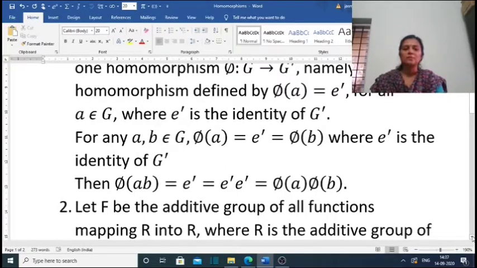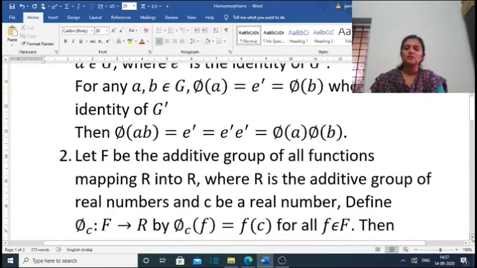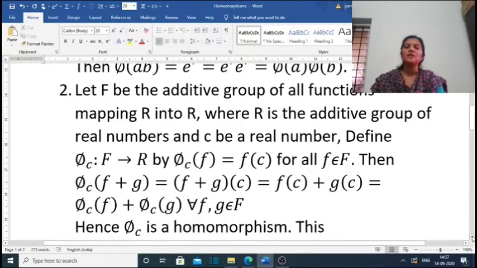Now the second example: let F be the additive group of all functions mapping R into R, where R is the group of real numbers, and C be a real number. Define phi C from F to R by phi C of F equal to F of C for all F element of F. We defined it as a function on the additive group of all functions from R to R, phi C of F is equal to F of C.